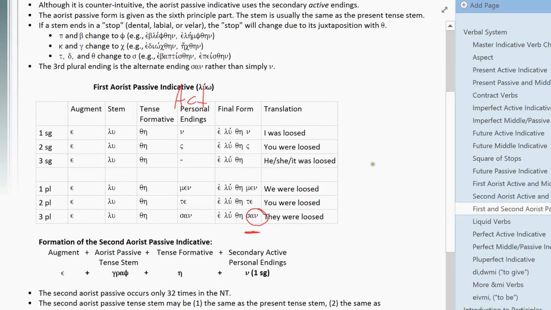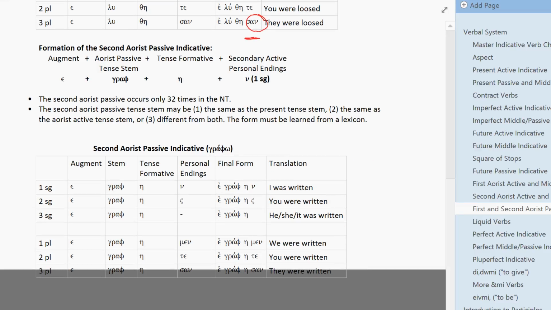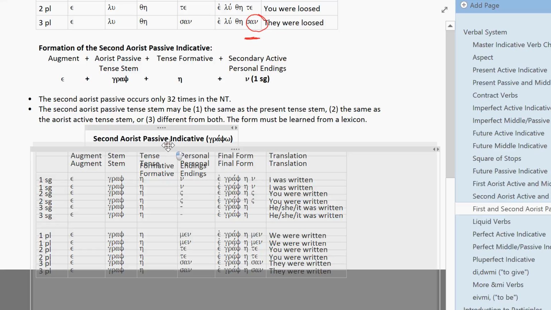Now the second aorist passive will be a completely different verb, and my paradigm got pushed down. Sorry about this. Let's get where you can see it.